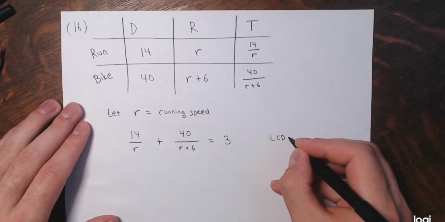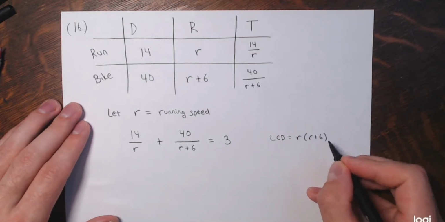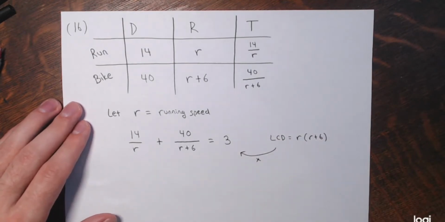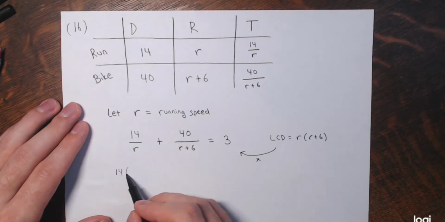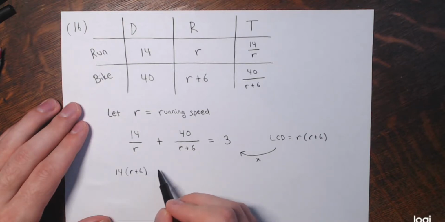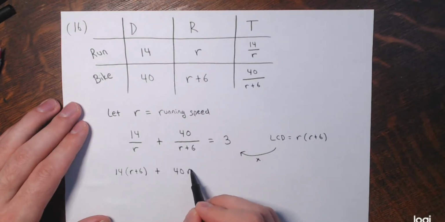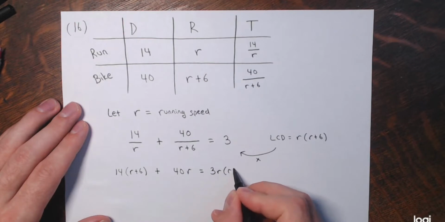LCD, simple enough, right? Again, it's just a very quick one, r times r plus 6. And I'm multiplying both sides, every single term, by this LCD, r times r plus 6. On the left side, the first fraction, when I multiply by the LCD, would be 14 times the quantity r plus 6. Plus, the second fraction would just be 40 times r. And then the other side would just be 3 times the LCD. There's no denominators canceling. So 3 times r plus 6.